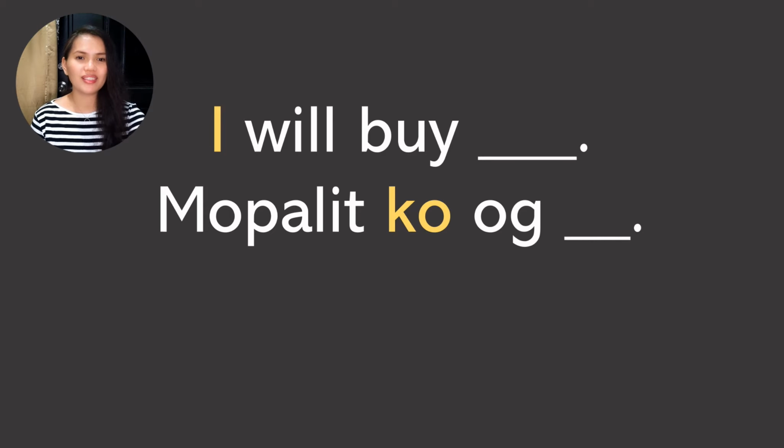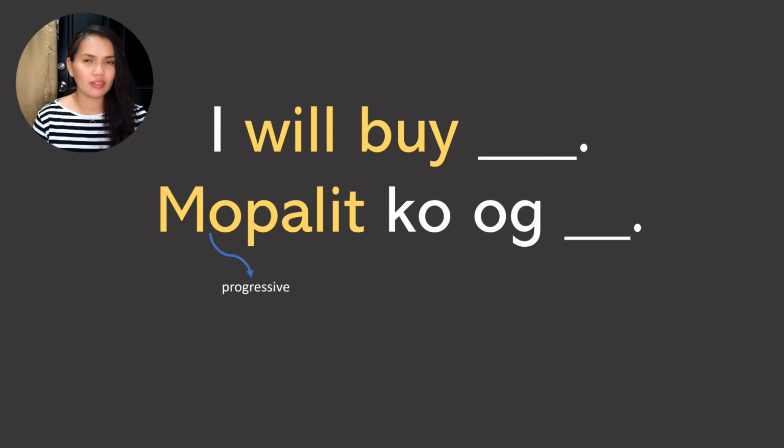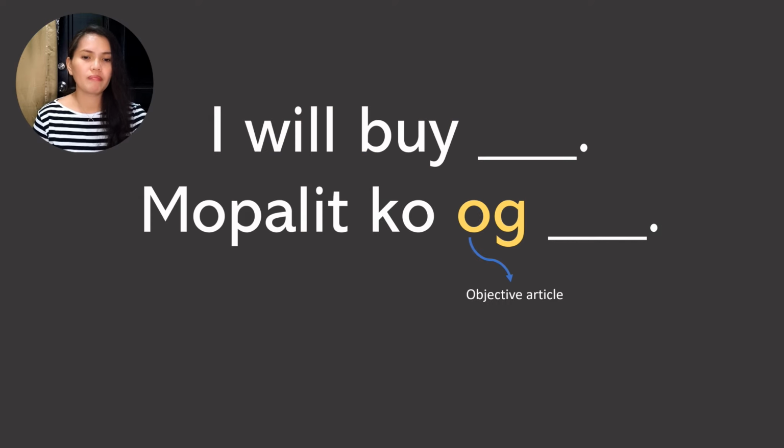Let's break this down. I is ko. Mo palit, it is future progressive tense. Buy is mo palit, basically will buy. Og is an objective article. That means there is an object in the sentence. It's like mo palit ko og. So what do you want to buy? There should be og there, as you put it before the object.